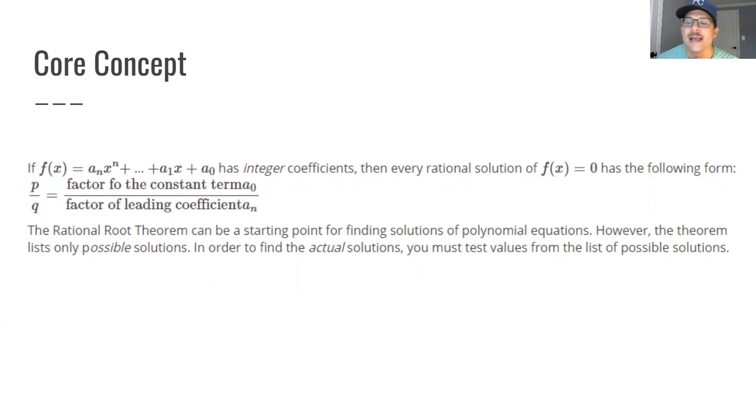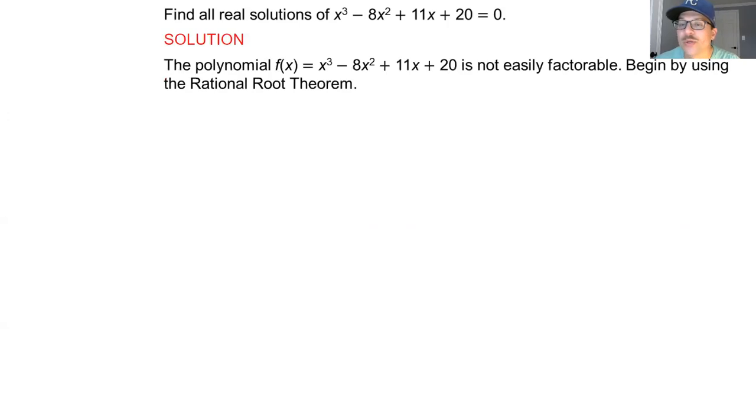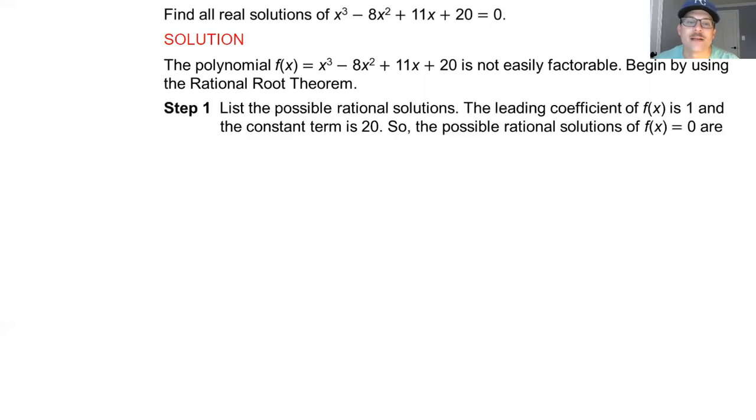But in order to find the actual ones, you have to test those values to see if they're actual solutions of the equation. So we're going to test this rational root theorem to find all the real solutions of this: x to the third minus 8x squared plus 11x plus 20. So we're going to use synthetic division to determine if this is easily factorable or not.